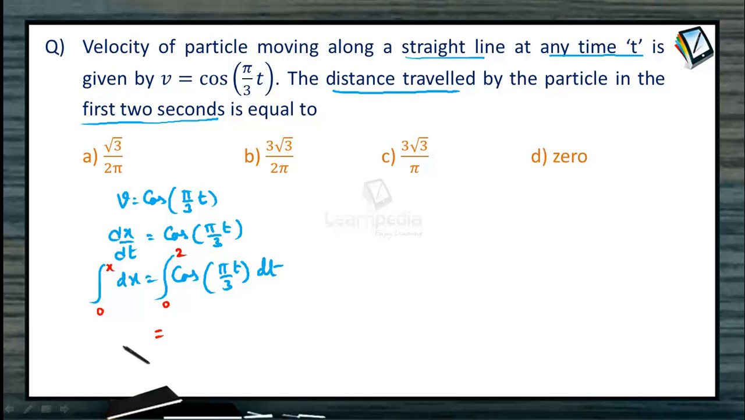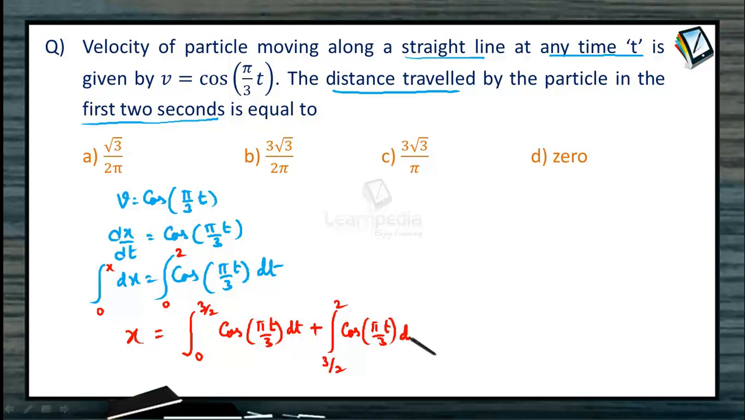So this can also be written as x equal to the integration from 0 to 3/2 of cos(πt/3) dt, plus another time, this time with integration limit 3/2 to 2, again cos(πt/3) dt. Understood why we have done it like this?